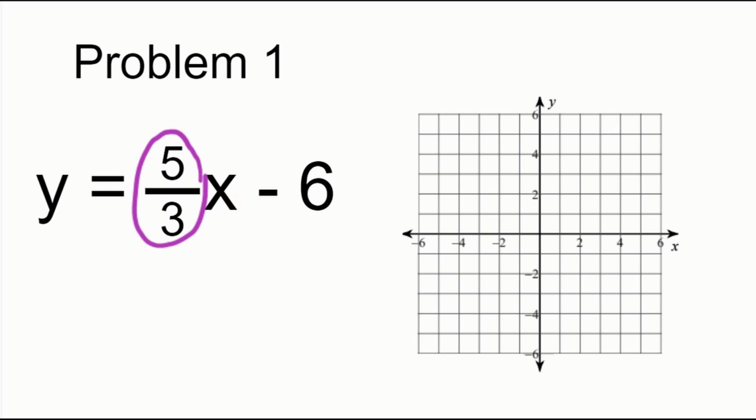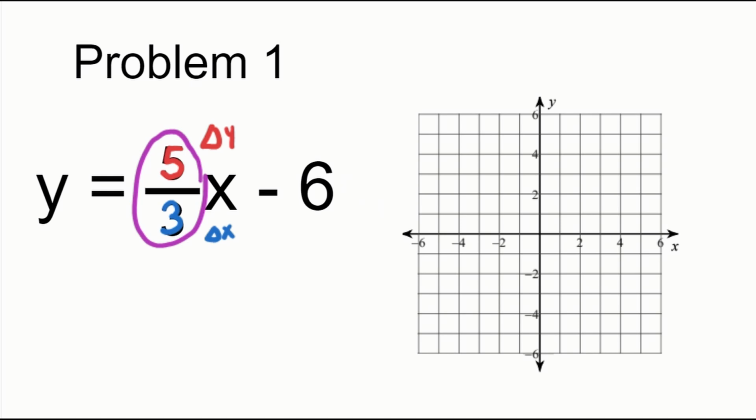Let's break down the slope even further. Which part of the slope refers to the change in y? We know that the change in y is located on top of the ratio, so our change in y is going to be 5. And that means the number on the bottom of our ratio is going to be our change in x. So 3 is our change in x.